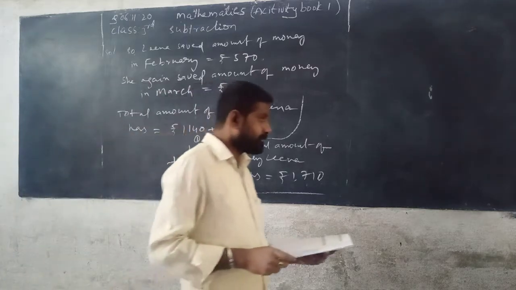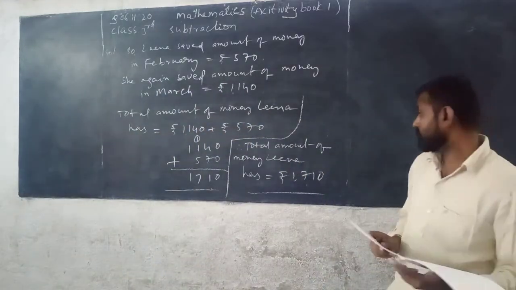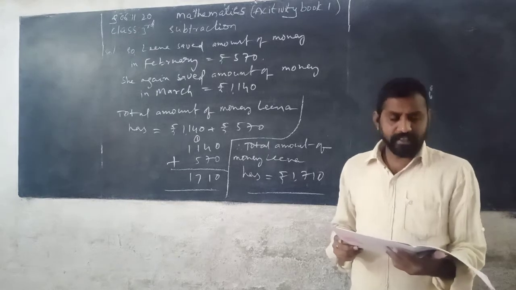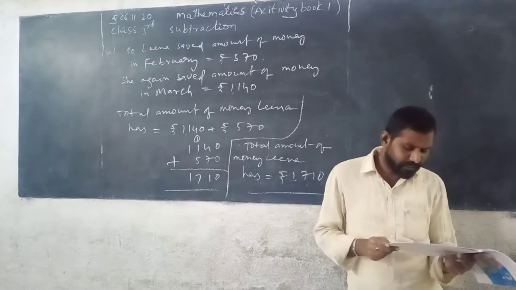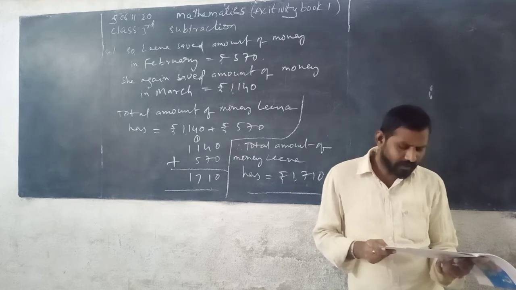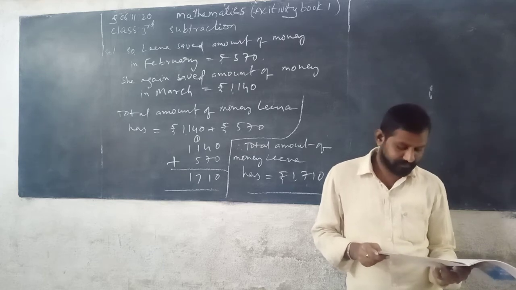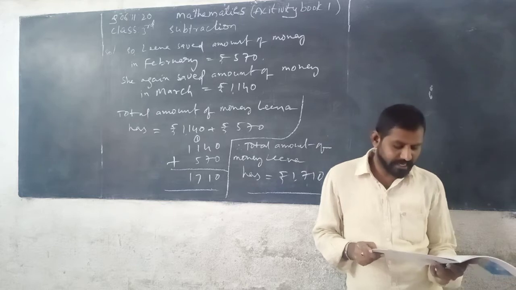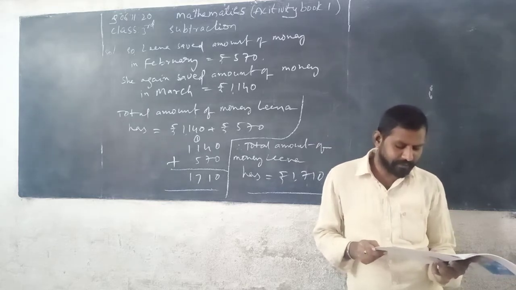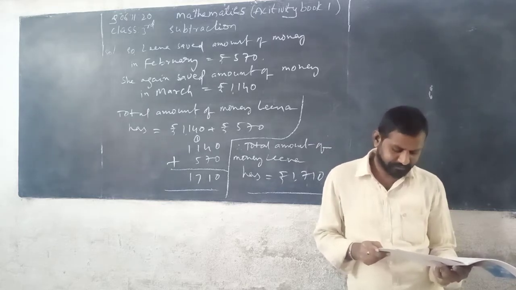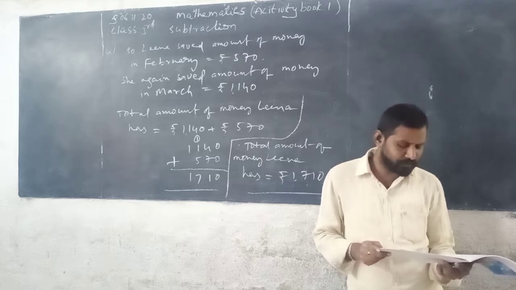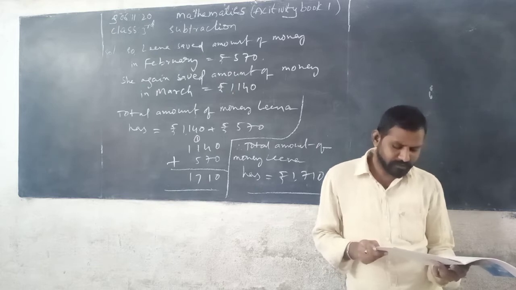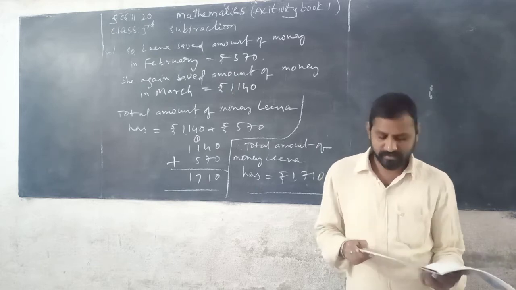Next question. 1480 burgers were sold by a bakery chain on Monday. 2015 burgers were sold on Tuesday. How many more burgers were sold on Tuesday than Monday?